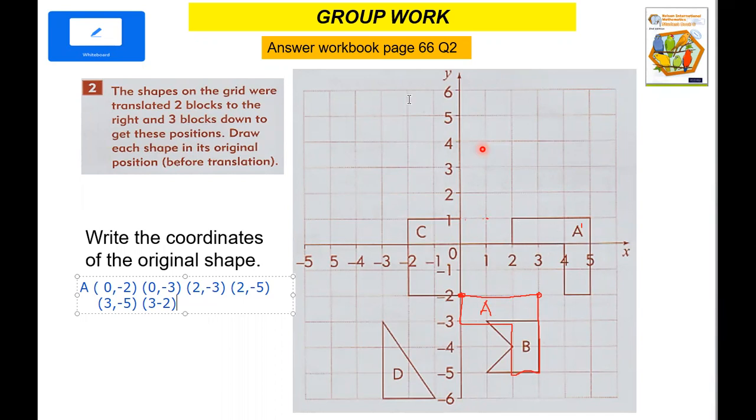Okay, now let's move to the next one. Let's see the C. So 2 blocks to the right, so you have to return back 1, 2. So this will be here, and that will be here, and oh, sorry, 3 blocks down. So 1, 2, 3. So it will be here. So this is the C original.